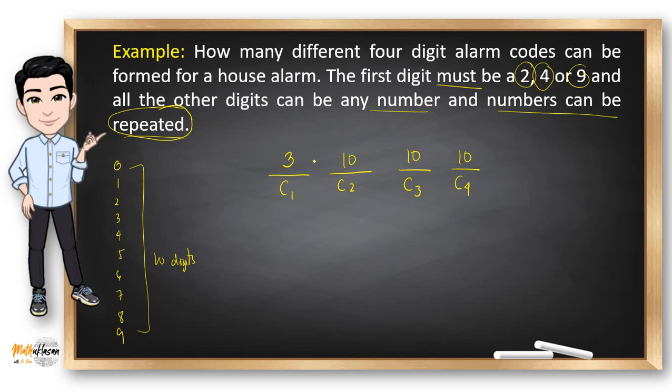Okay, so the next is to just multiply this. We have 3 times 10 times 10 times 10. So that is what? 3000 ways.